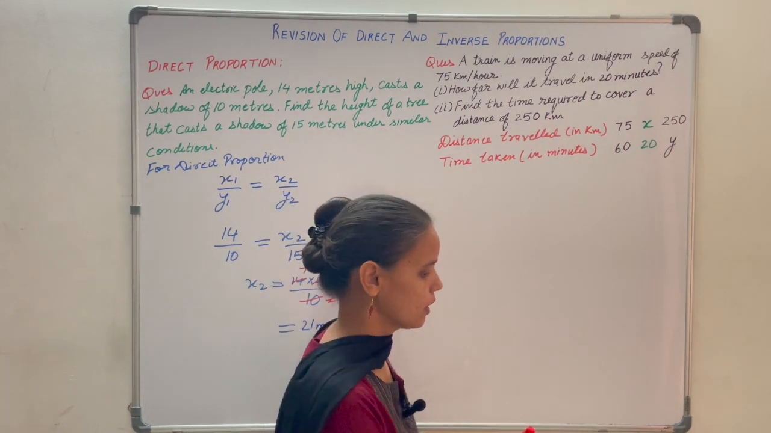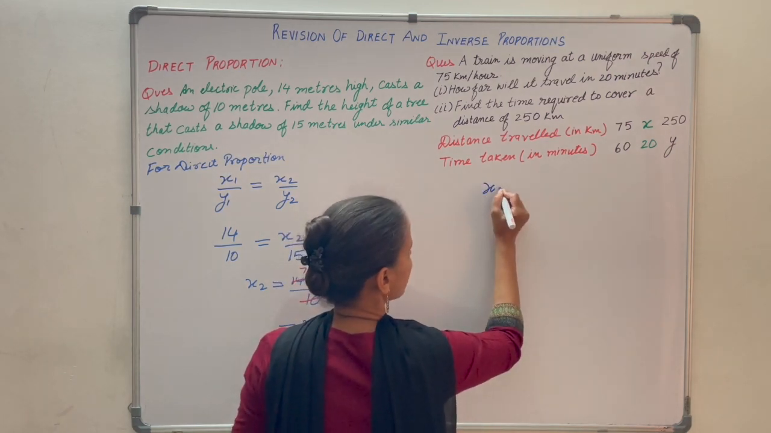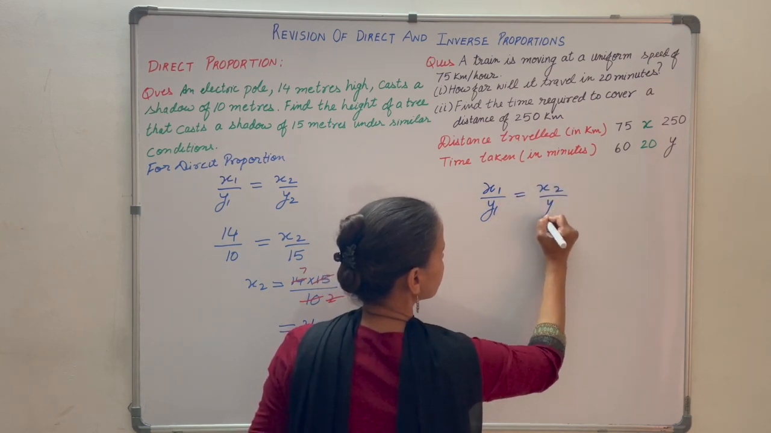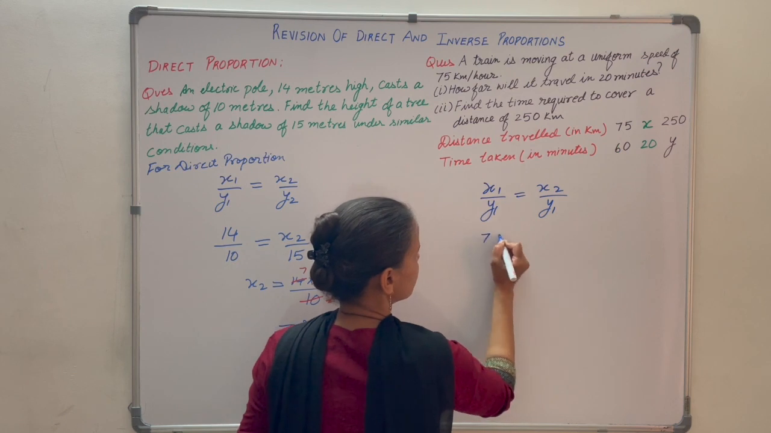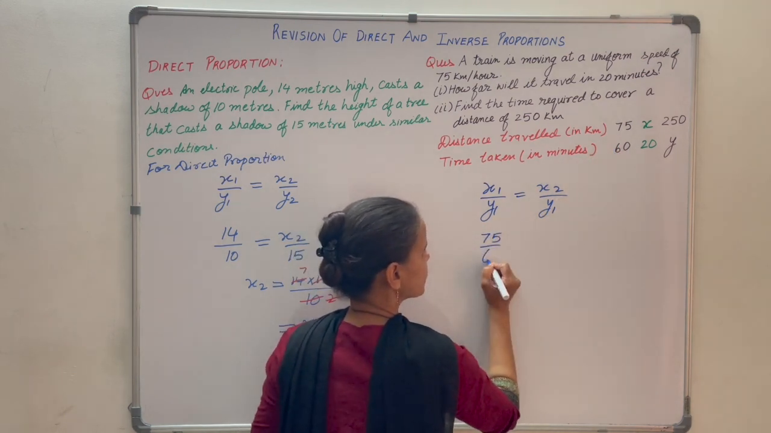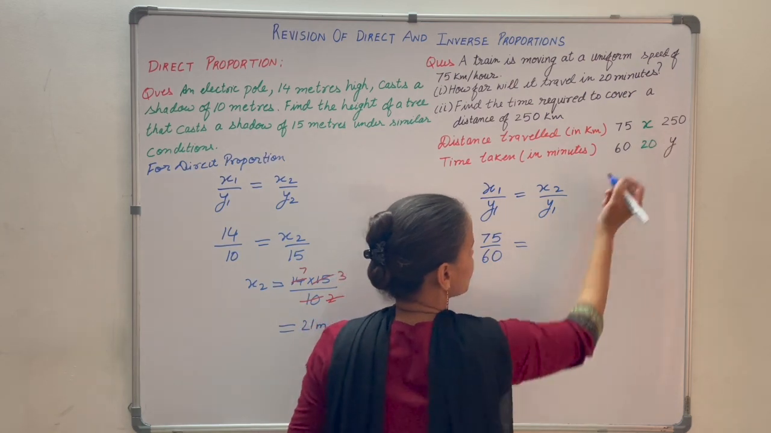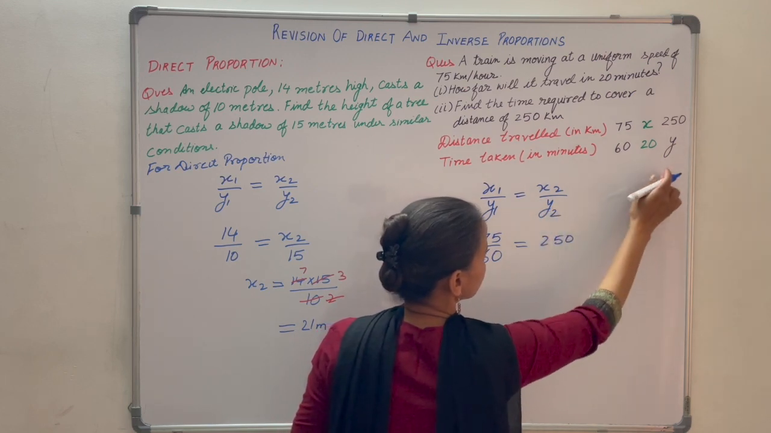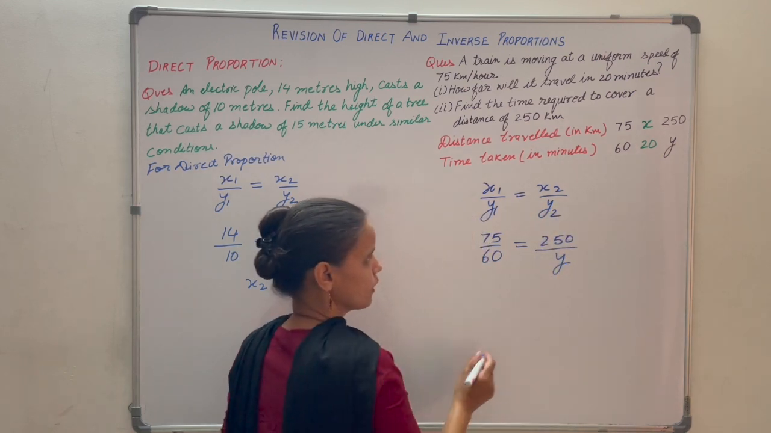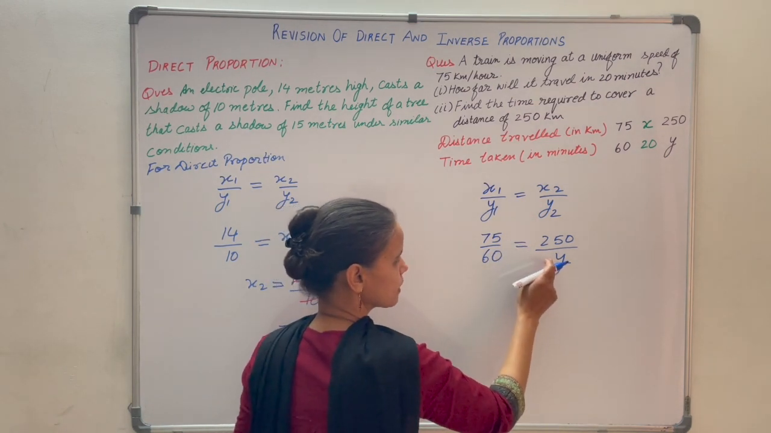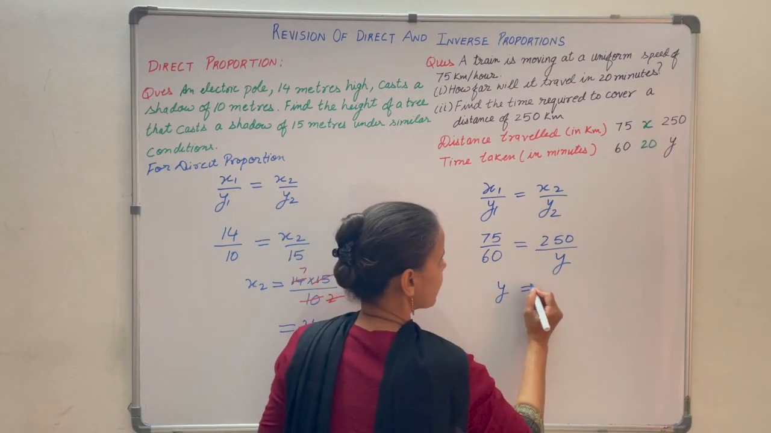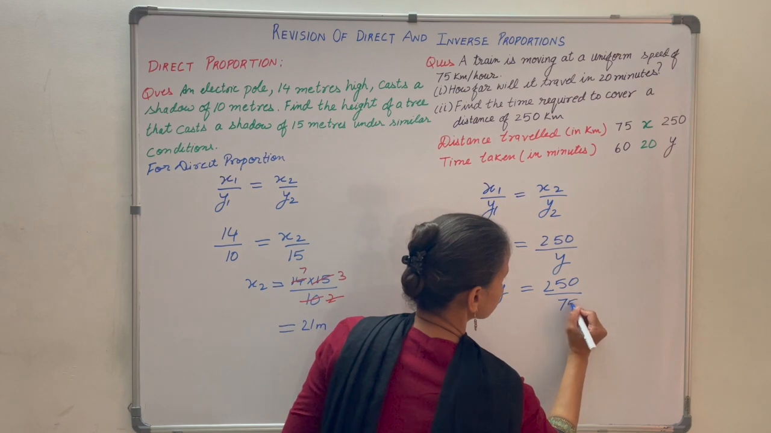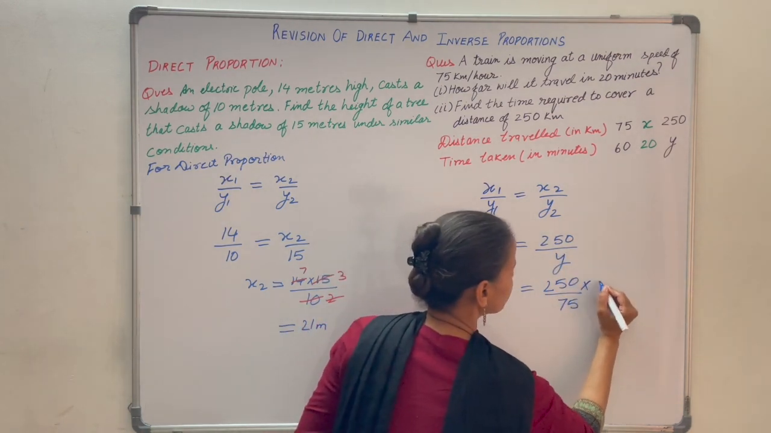So we are going to use the same formula which we have used: X1 upon Y1 is equal to X2 upon Y2. So here X1 is 75, the corresponding value is 60, X2 is given as 250, and Y2 you need to find out, that is Y. So the value of Y, we are going to cross multiply this. So Y goes in the numerator and 250 comes in the denominator. 75 comes here. This goes in the numerator into 60.